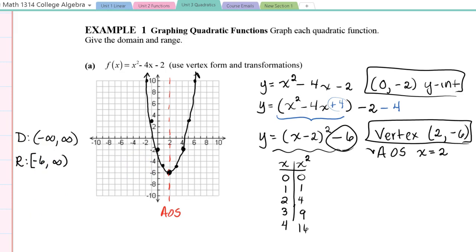We can also look at increasing and decreasing intervals. Just to give you a refresher on that, we can see our y values are decreasing on the left side of my axis of symmetry. So I can write down decreasing from negative infinity until we get to my axis of symmetry, which is 2. And then we can see that it's increasing from the axis of symmetry all the way to positive infinity.